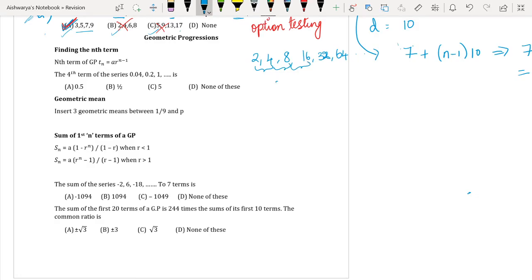So common ratio means you will be multiplying. First term is called A, second term is called AR. So there is a common ratio. This R is called the common ratio. So how we define the nth term is Tn is equal to A R power n minus 1. Okay. So in this question, this is the first question here. Let's do this first question.